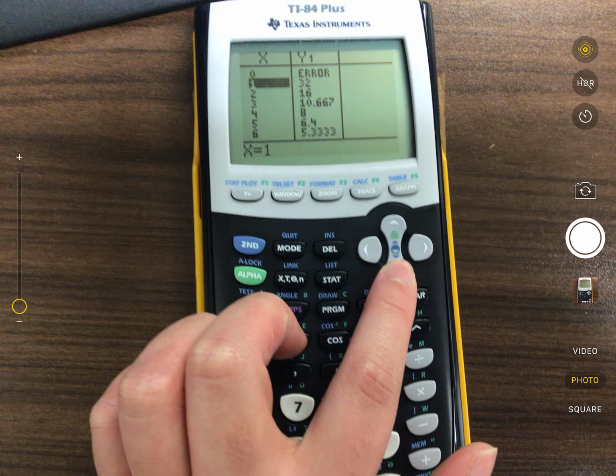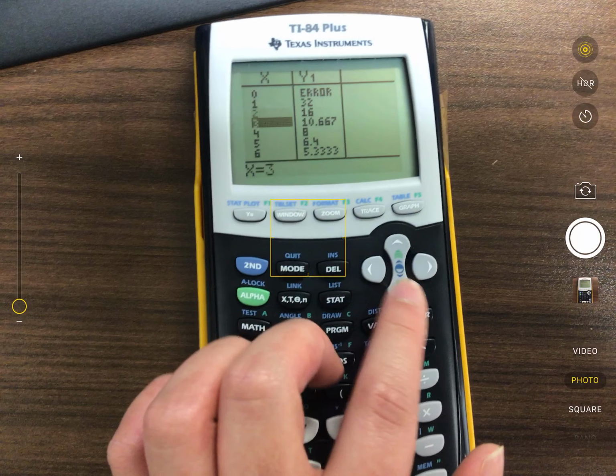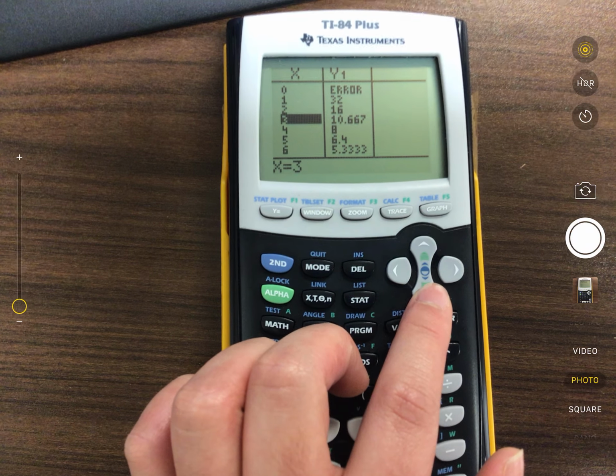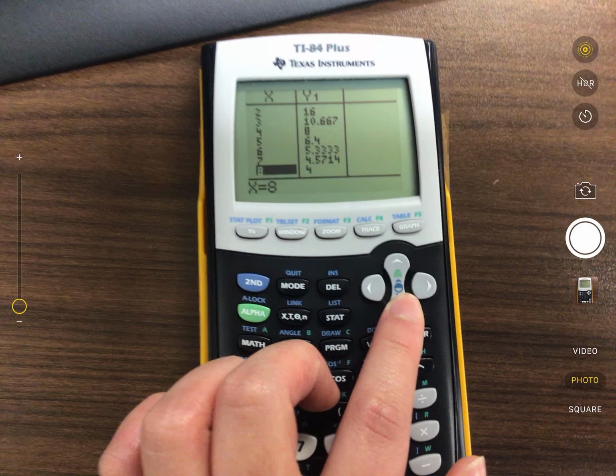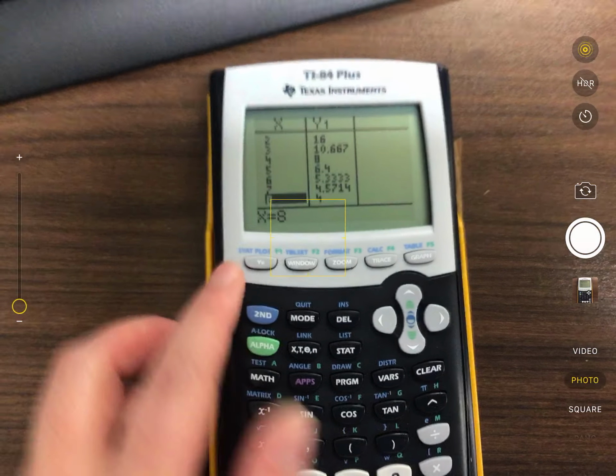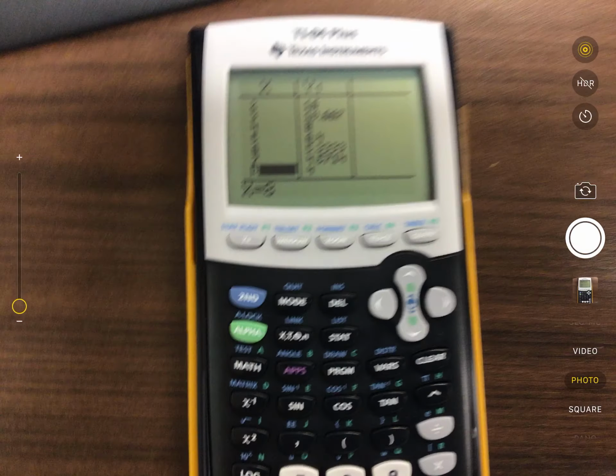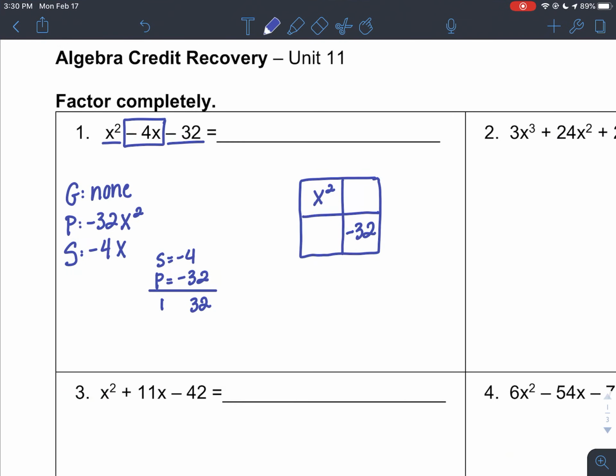So 1 times what would give me 32? 32. 2 times what? 16. 3 doesn't work because it doesn't give me a whole number. 4 times 8 would work. And then 8 times 4, but since we already had those two numbers, 4 and 8, I can stop right there. So taking a look at my table, we had 1 and 32, 2 and 16, and 4 and 8.